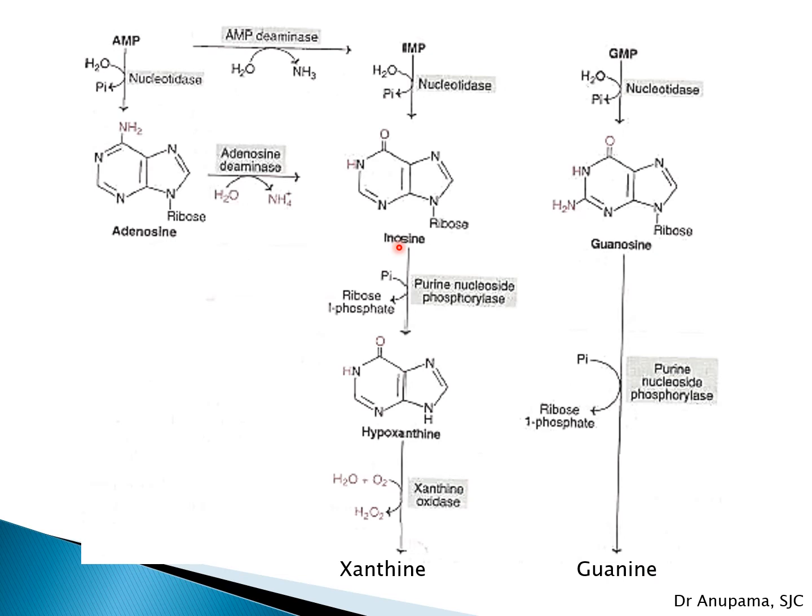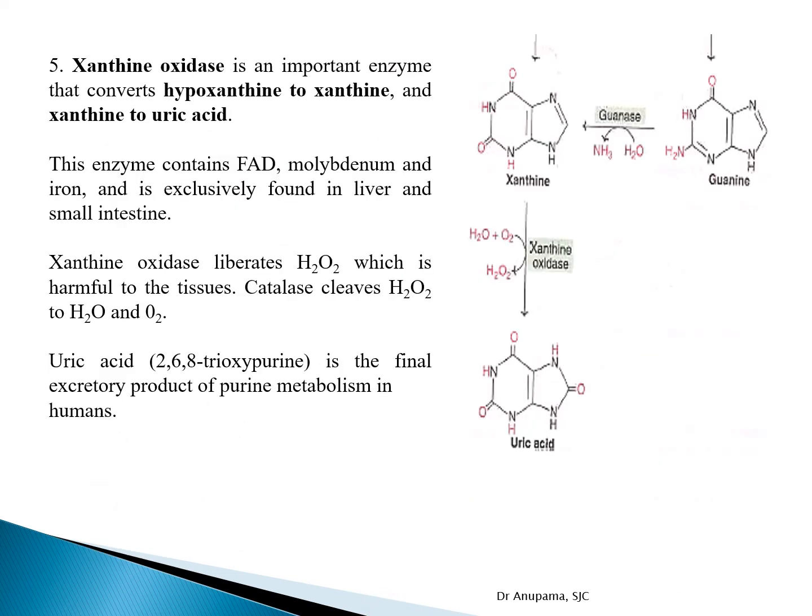And here the inosine is again undergoing the same reaction, resulting initially in hypoxanthine. Then by the action of xanthine oxidase, it is converted to xanthine. So we have xanthine and guanine now. This xanthine oxidase is an important enzyme that converts hypoxanthine to xanthine and then xanthine to uric acid.